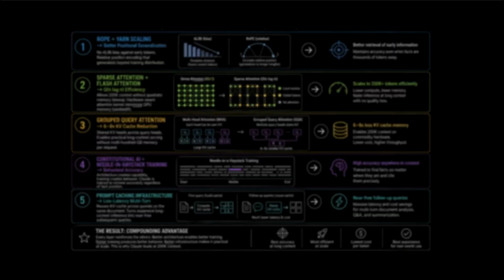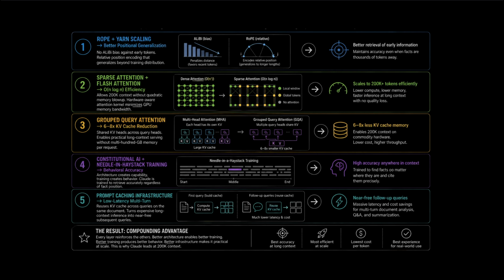So let's recap. Claude's long context dominance isn't one thing, it's five things compounding. 1. RoPE positional encoding with YaRN scaling means no structural bias against early tokens. 2. Sparse attention and flash attention break the quadratic wall. 3. Grouped query attention slashes KV memory by 6 to 8 times. 4. Constitutional AI and needle in a haystack training create accurate retrieval behavior regardless of where facts appear. 5. Prompt caching at the infrastructure level makes multi-turn document analysis cheap. Any one of these alone is a modest improvement. All five together, co-designed and tuned against each other, is a durable architectural advantage. That's the engineering behind Claude's context window, and that's why it's leading the race.